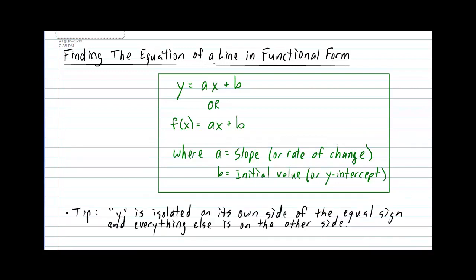A tip for remembering how the functional form of a line looks is to remember the following. In this format, the letter y, or sometimes f of x, is isolated on its own side of the equal sign, and everything else is shoved over to the other side of the equal sign.